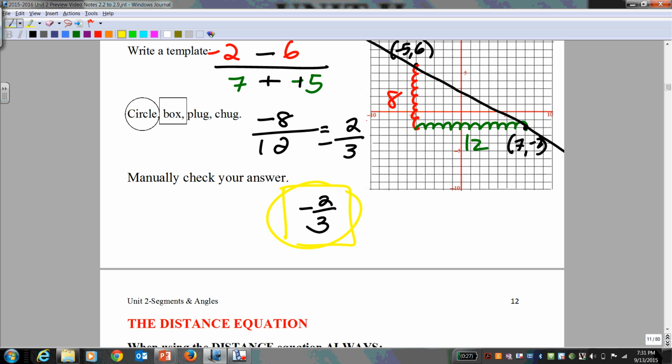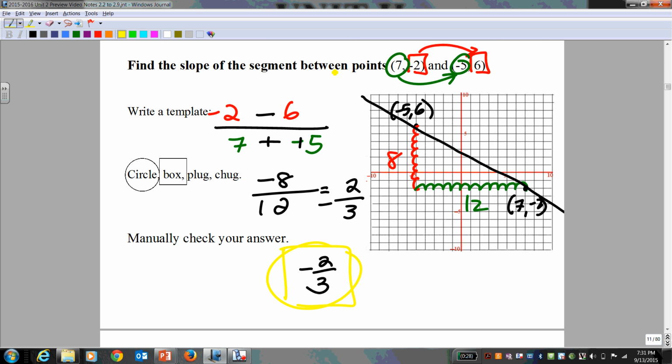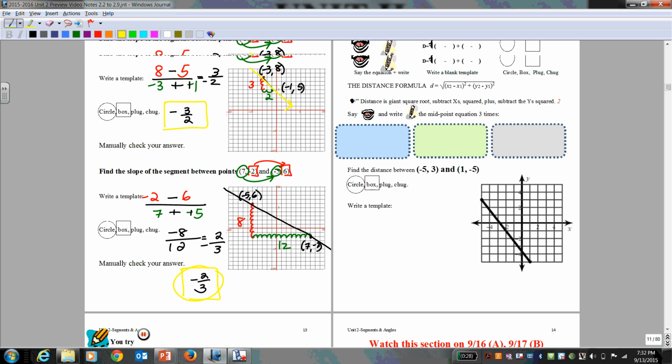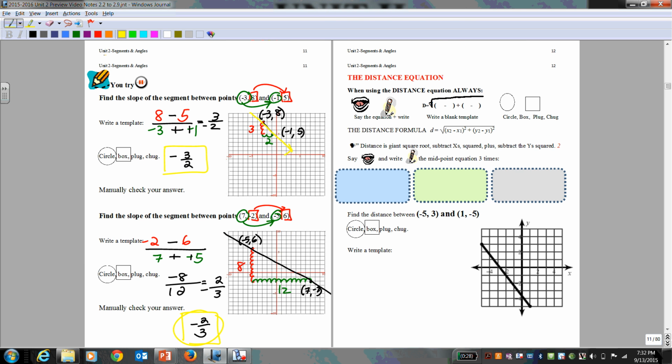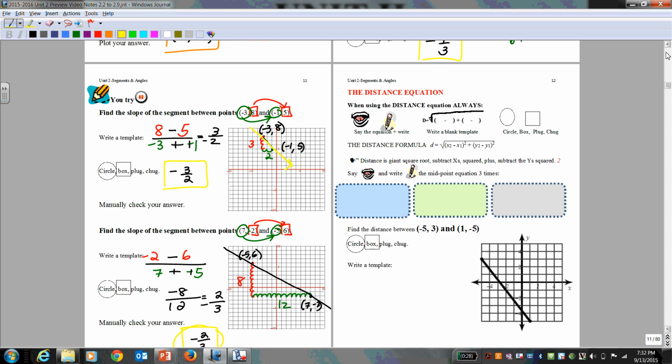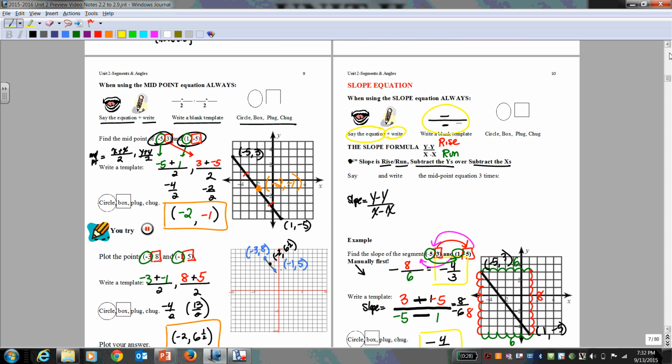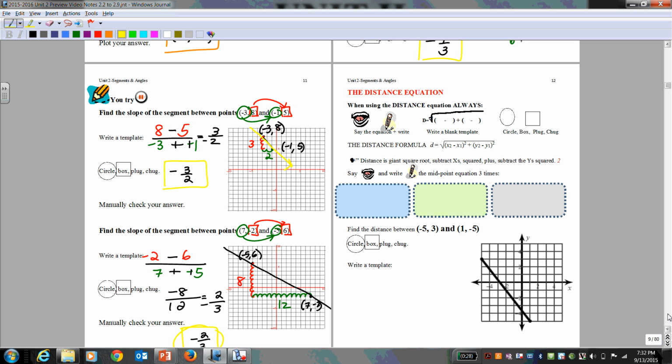So what have we done so far? We have found the midpoint of a segment, and we have found the tilt of a segment. That's what we've done so far, midpoint and tilt. Last thing we're going to talk about is how to find the length, or measure, or distance. All of those are synonymous.